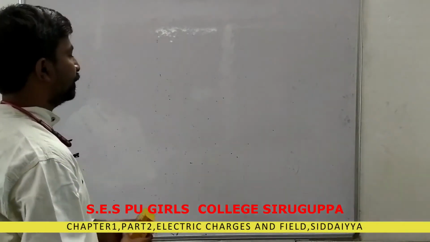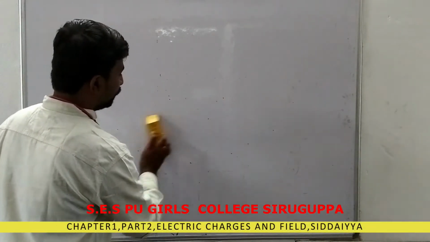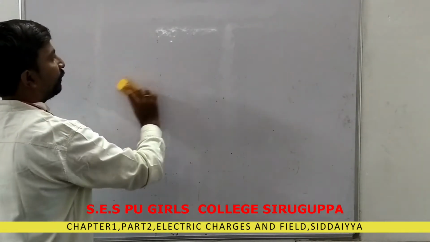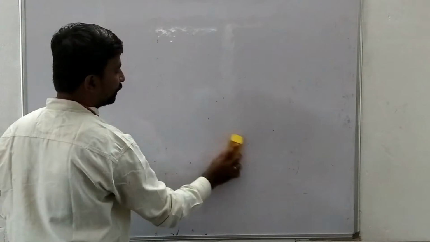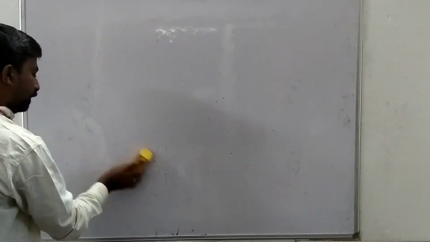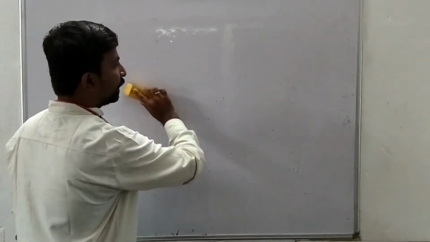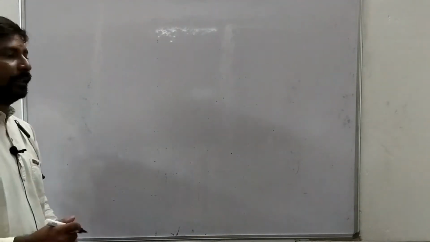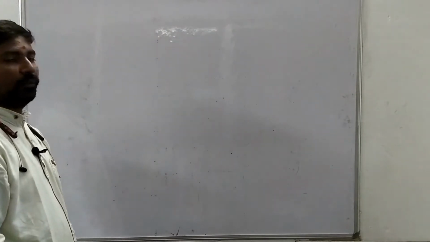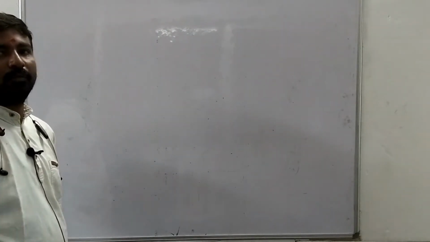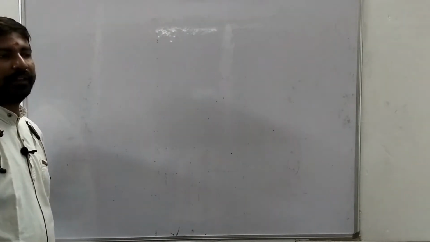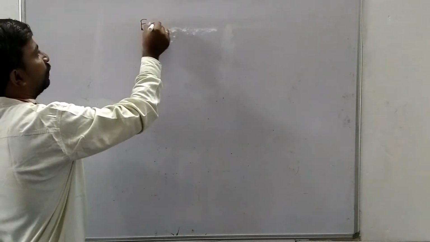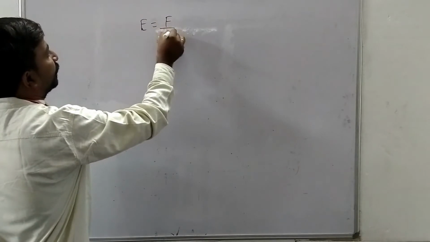Good morning students. Today we'll discuss electric field lines, properties of electric field lines, then electric flux, electric dipole moment. First, one by one, electric field. Already you know the force experienced by the charge placed at that point is called what? Electric field. Therefore E is equal to F by Q.